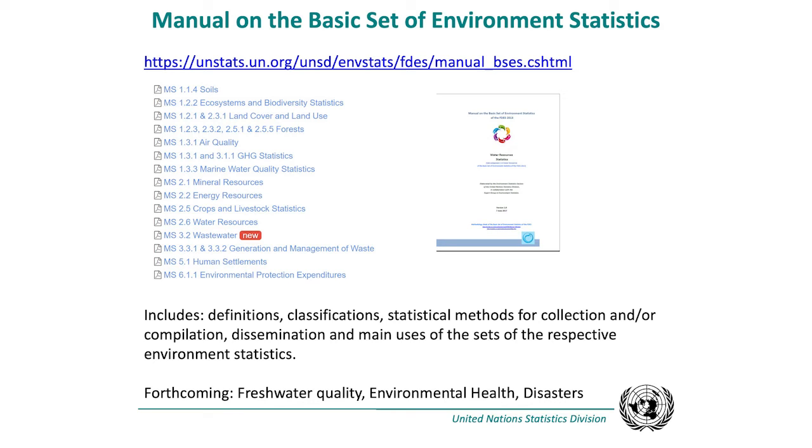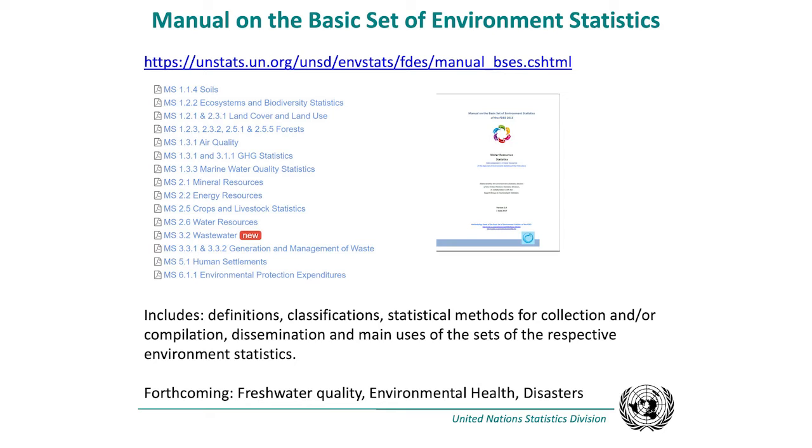Since the basic set demonstrates the statistics with only key characteristics and metadata, the necessary and detailed definitions, classifications, data collection methods, dissemination formats, and other properties were expanded into a manual which consists of methodology sheets organized per key topic. They are drafted and reviewed by experts taking part in the expert group on environment statistics. 15 such methodology sheets are currently available on our website and can be accessed.